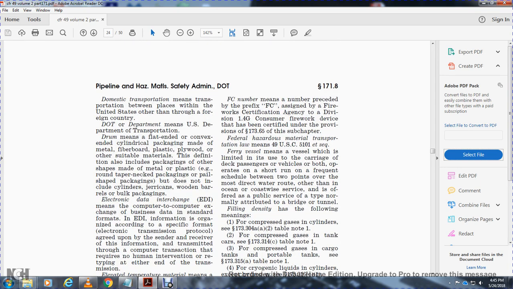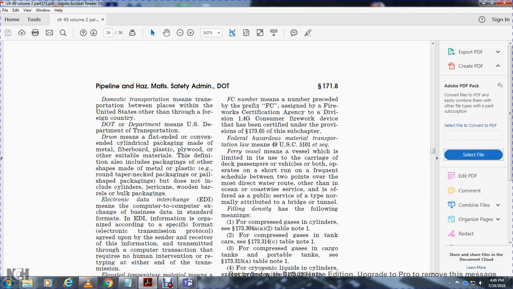FC number means the number preceded by the prefix FC assigned by the Fireworks Certification Agency to a Division 1.4G consumer firework device that has been certified under the provisions of 173.65 of the subchapter. Federal hazardous material transportation law means 49 U.S.C. 5101 et seq. Ferry vessel means a vessel which is limited in use to the carriage of deck passengers or vehicles, or both.